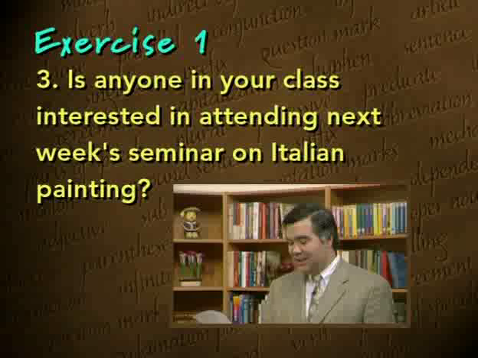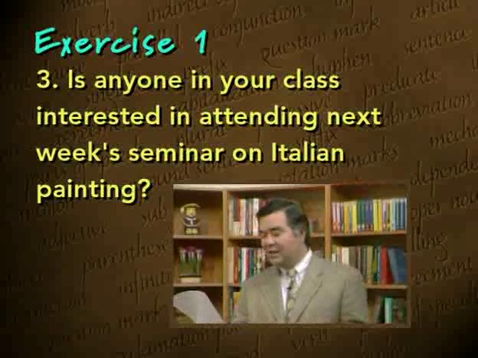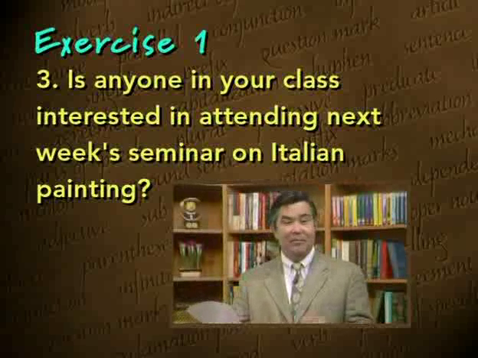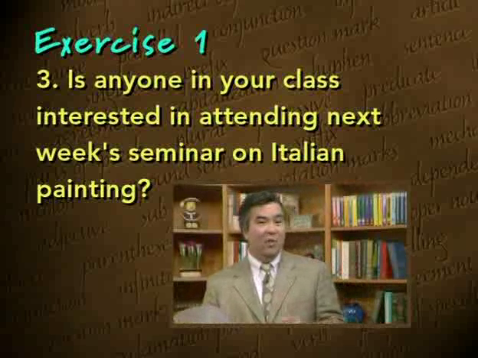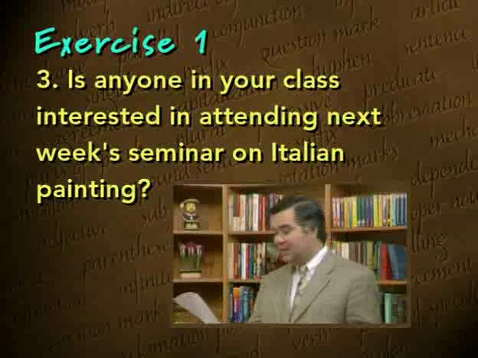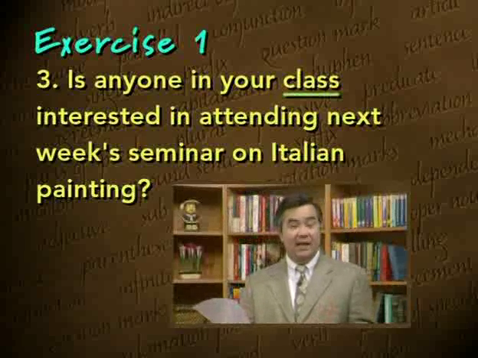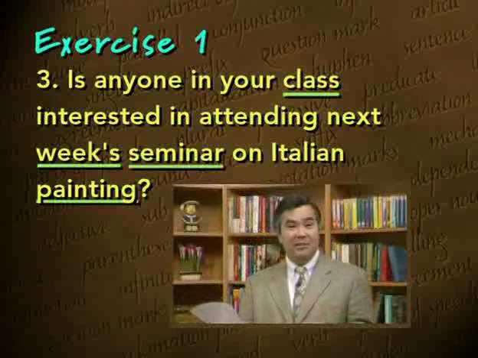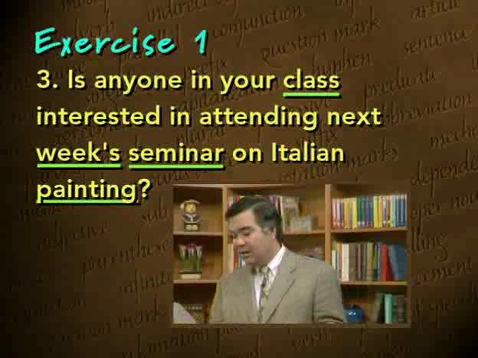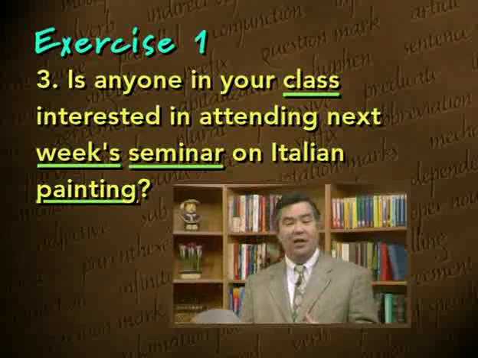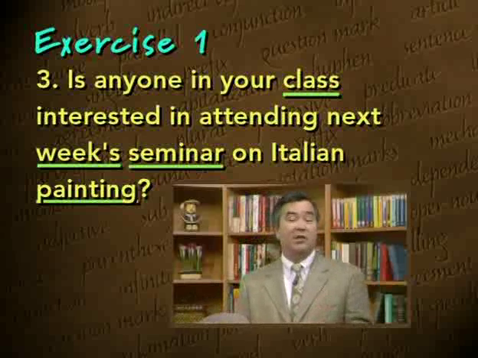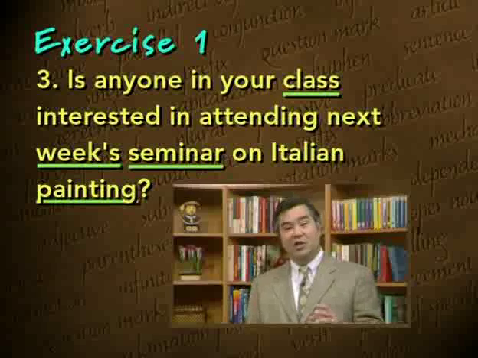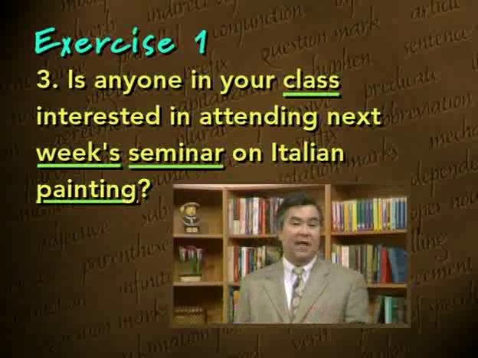Let's look at the third sentence. Is anyone in your class interested in attending next week's seminar on Italian painting? Again, let's begin with nouns. Which nouns did you recognize in this sentence? The nouns here are class, weeks, seminar, and painting. You might be curious about the second noun here, weeks, which ends with an apostrophe S. The apostrophe S is usually used in English to turn a noun into a possessive noun.